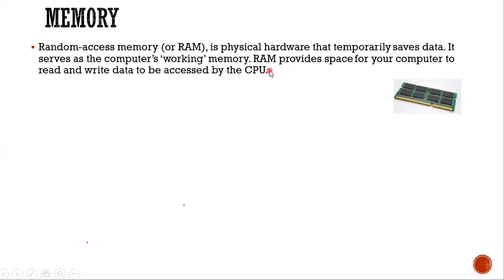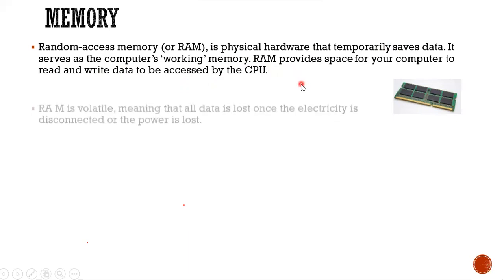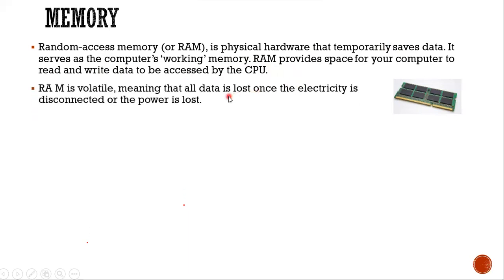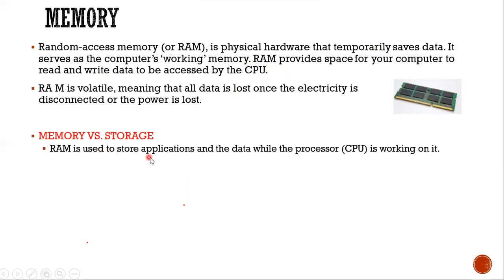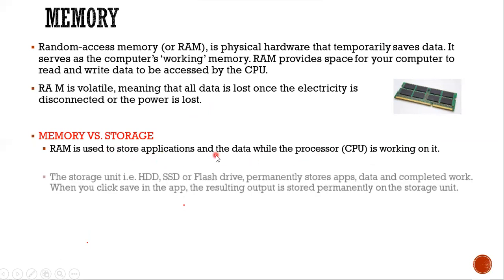So your CPU and RAM work closely, and RAM stores the data you are working with. RAM is volatile, meaning that data is lost once electricity is disconnected or the power is lost. Now, memory versus storage. RAM is used to store applications and data that the CPU is working with.